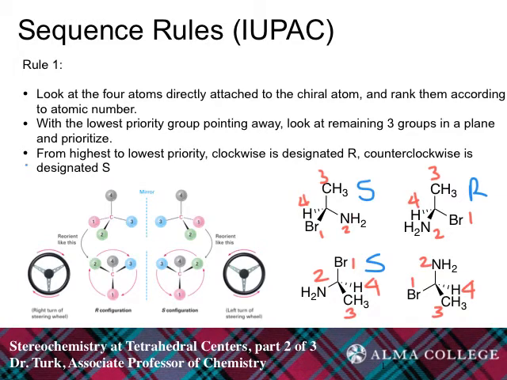And then our final one in the bottom right, we'll go 1, 2, 3. This is clockwise, and that is R. So based on this, we can determine that these two molecules are the same, these two molecules are the same, and they're enantiomers if we relate the R and the S molecule.